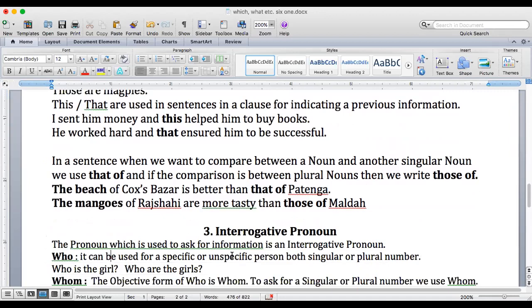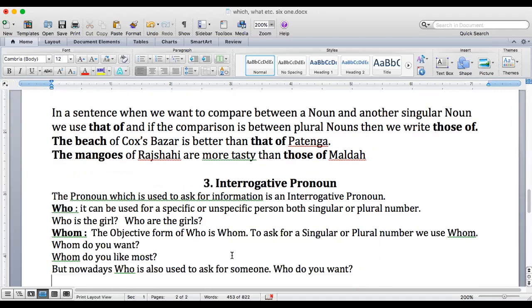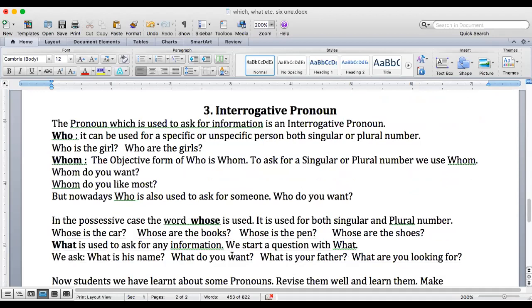That is demonstrative pronoun. Now we're going to learn about interrogative pronoun. The pronoun which is used to ask for information is an interrogative pronoun.